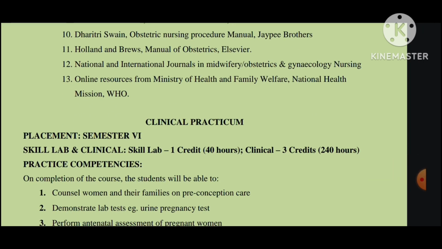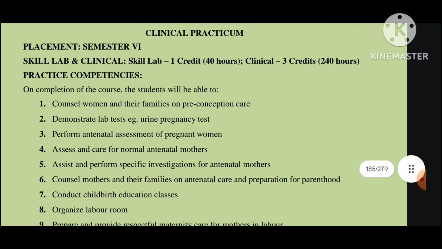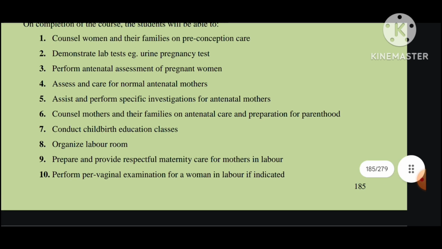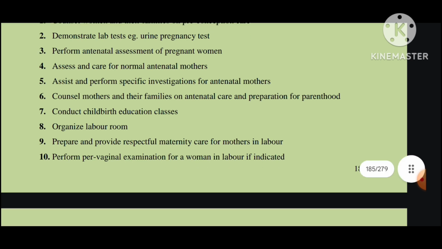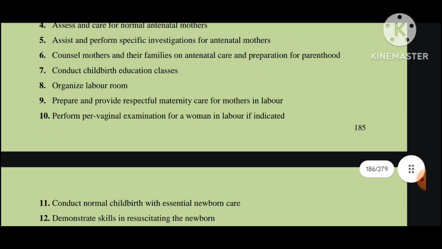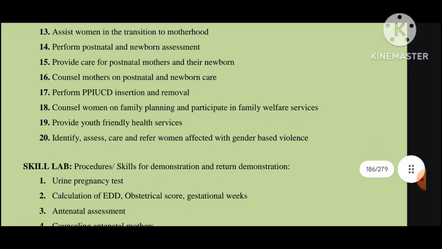In the 6th semester, you have 40 hours of skill lab, and clinical you have 240 hours. Various competencies you are supposed to perform are: counsel women and their families on preconception care, demonstrate lab tests, perform antenatal assessment of pregnant women, assess and care for normal antenatal mothers, assist and perform specific investigations for antenatal mothers, conduct childbirth education classes, organize labor, and counsel women on family planning.